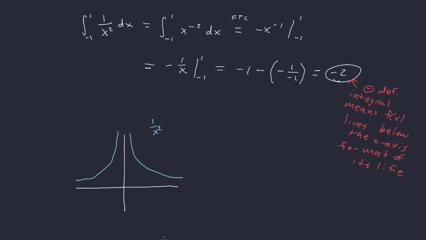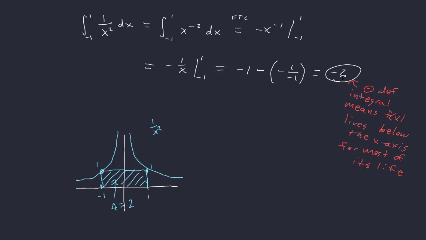Okay, which means it should live below the axis for at least most of its life from -1 to 1, but it doesn't. In fact, 1 over x squared is always positive, so we should always get a positive integral here. And not only that, at -1 we'll get 1, at +1 we'll get 1. So if we look at this rectangle here, the area of this rectangle is +2. Okay, so we have a base of 2, a height of 1.